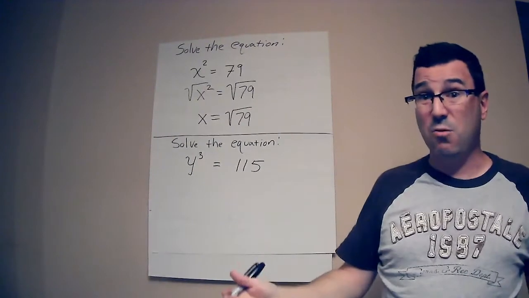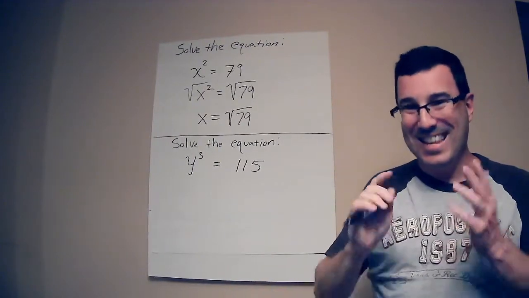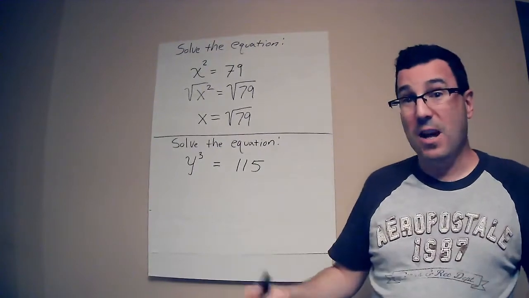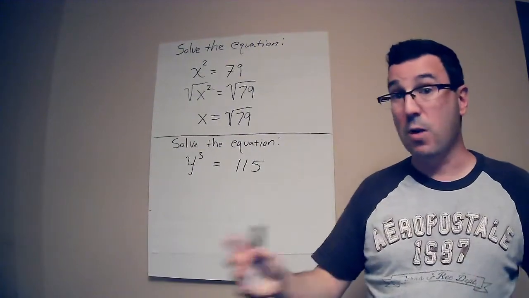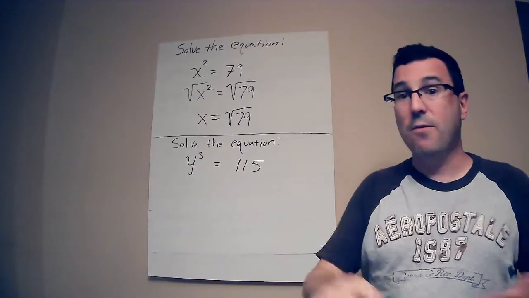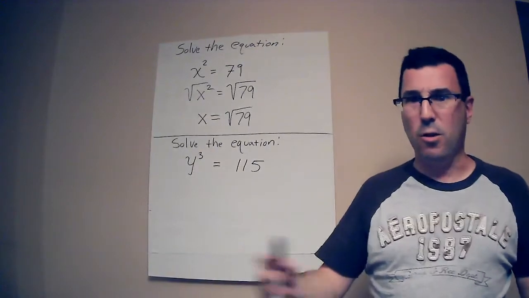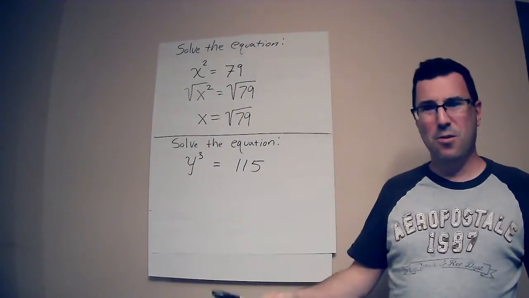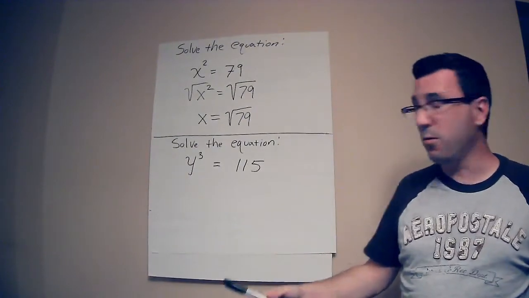My answer is the square root of 79. That's the exact answer. So x squared equals 79, therefore x equals the square root of 79, whatever that number is. Somewhere close to 9, but not exactly. Okay? Same deal goes when we have a cube root.